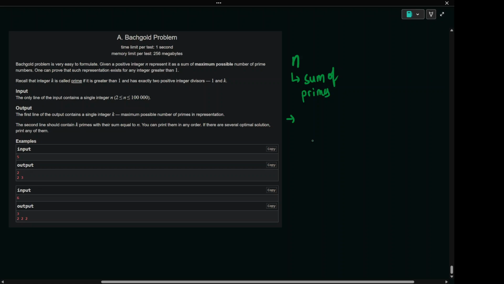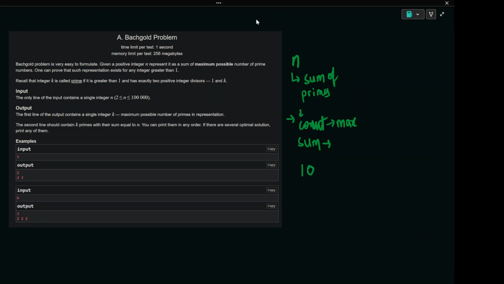When I say the count of the primes should be maximum, what is the first thing that comes to your mind? So here let's approach it. The count of the numbers is maximum, and we have some sum we have to reach. Let's say we have 10. Let's forget about prime. How would you represent 10 as a sum of the maximum number of numbers?